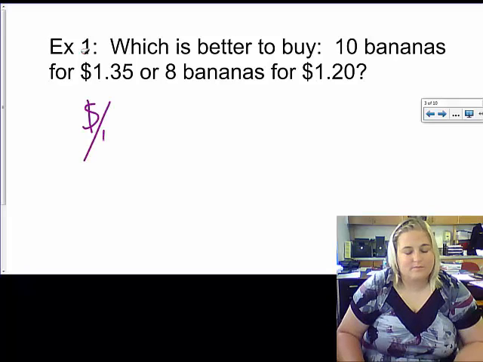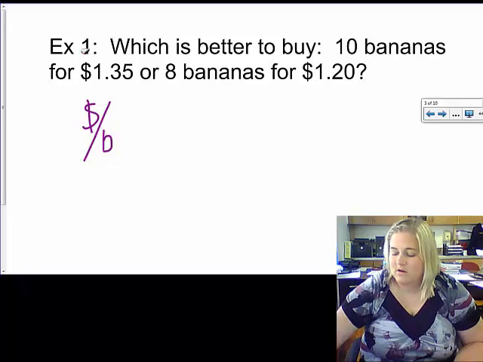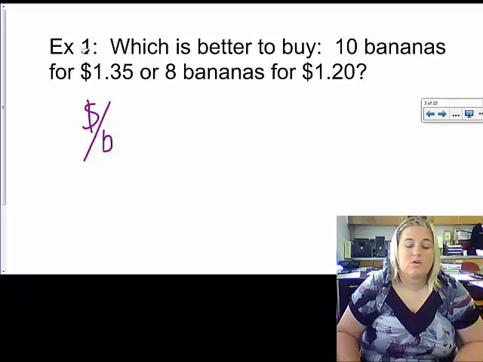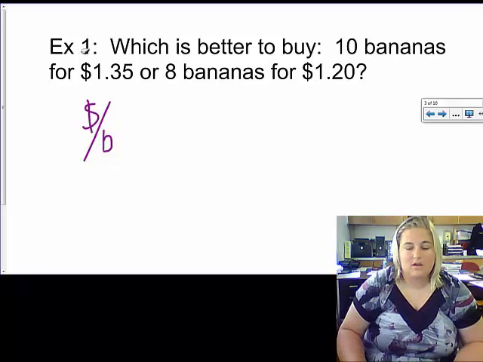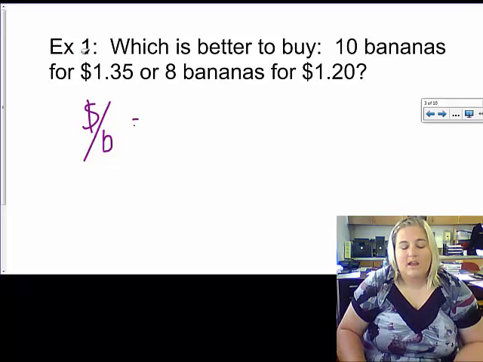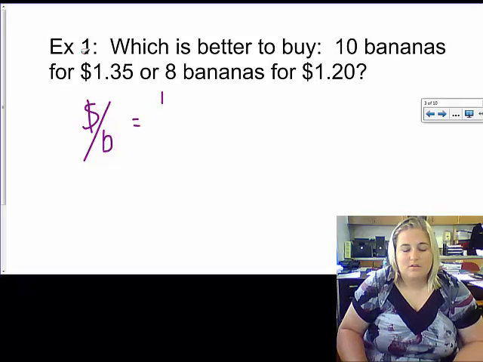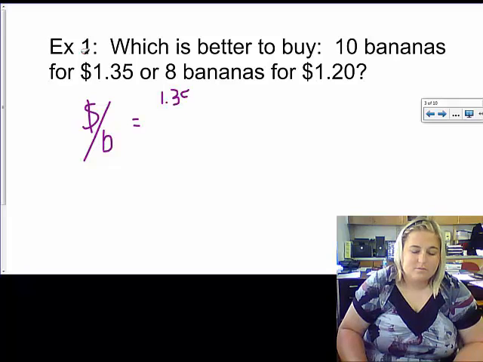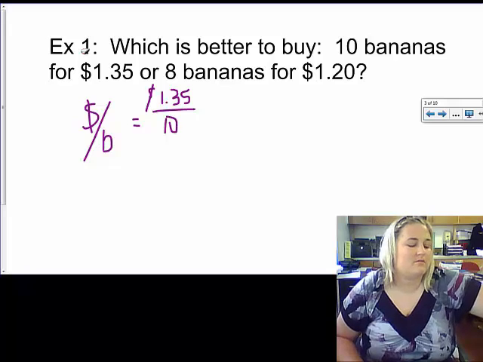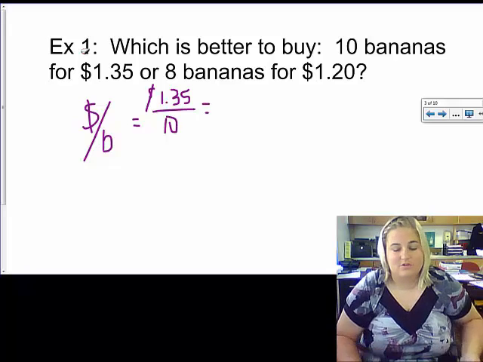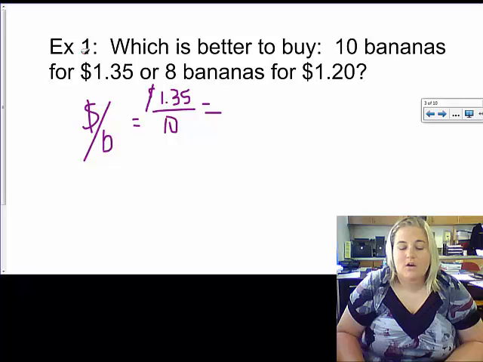per banana, and I'm having to use my keyboard to write because my tab isn't working right now for whatever reason. So excuse the clicking, I know it's annoying. So I'm going to plug in the numbers that I have. The first one is $1.35 for 10 bananas.